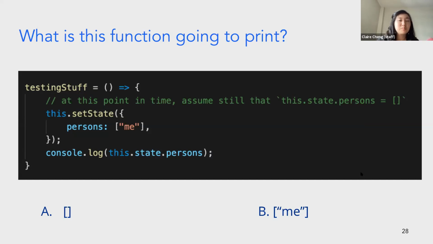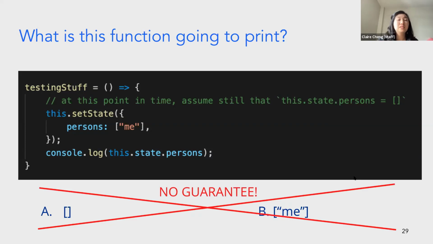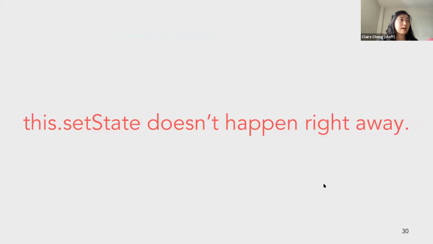Okay, so the answer might be surprising to some of you. The answer is actually that we have no guarantee which one is going to print. We don't know whether it's going to be A or B. And actually in practice, most of the time, it might actually just print A, a blank list. The reason being that this.setState doesn't happen right away. So if you know what asynchronous means, async means that this call happens in the background. So it's not executing in order.